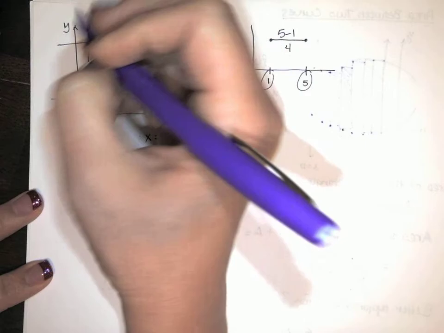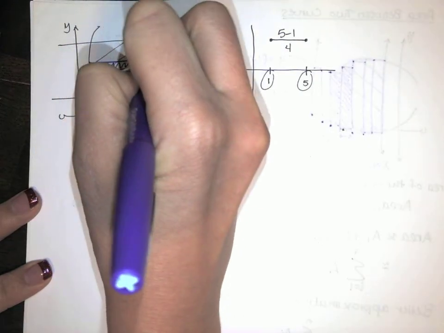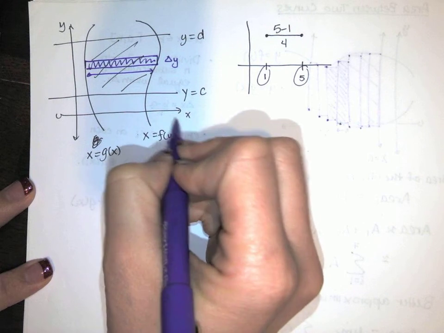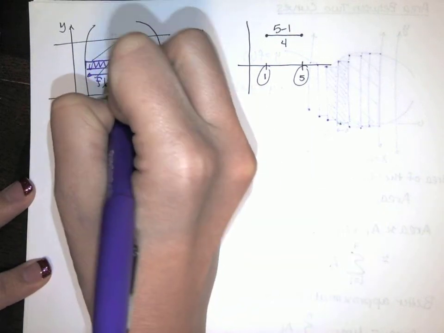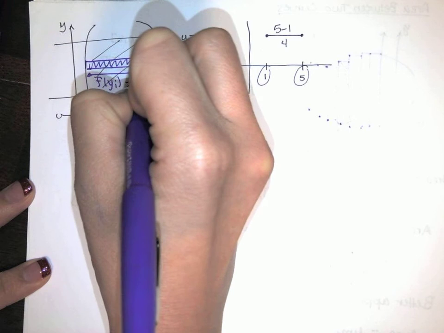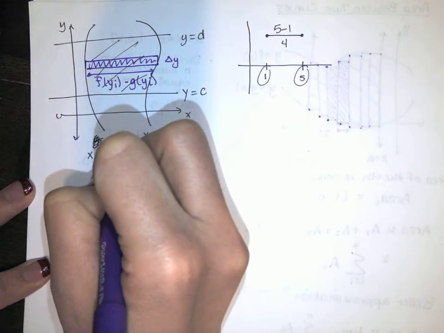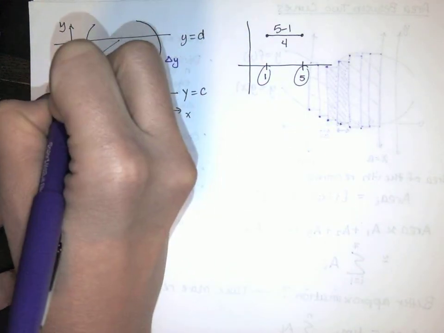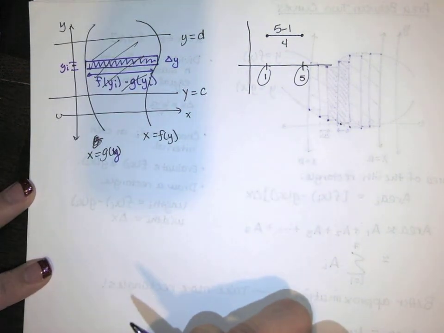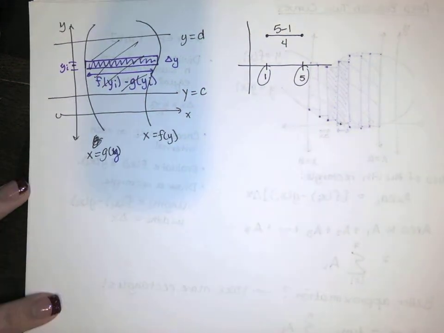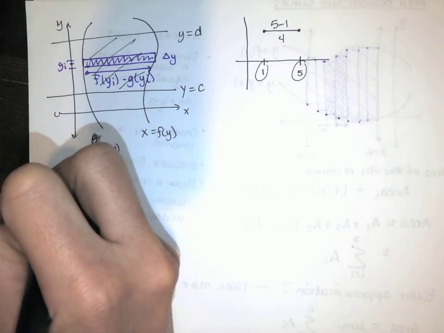So if I want the area of this one rectangle, it's going to be the x value on the right minus the x value on the left. So that's f of y sub i minus g of y sub i. That should be a y. And that y sub i is just some y value that we picked on that interval. And that's the area of one rectangle.